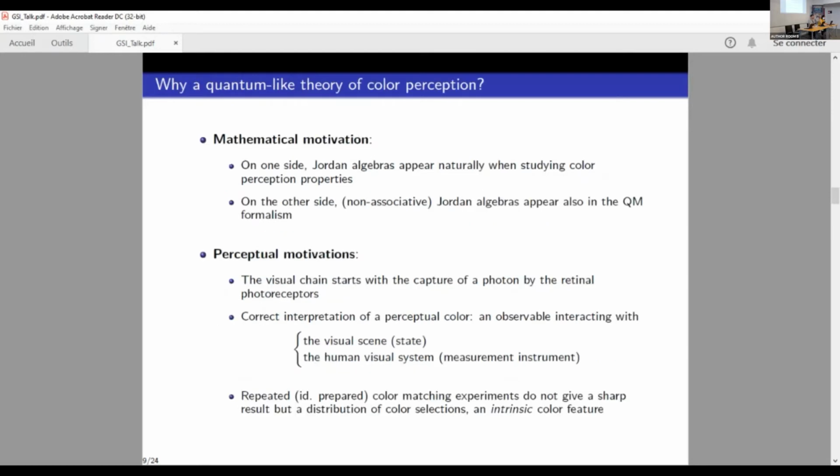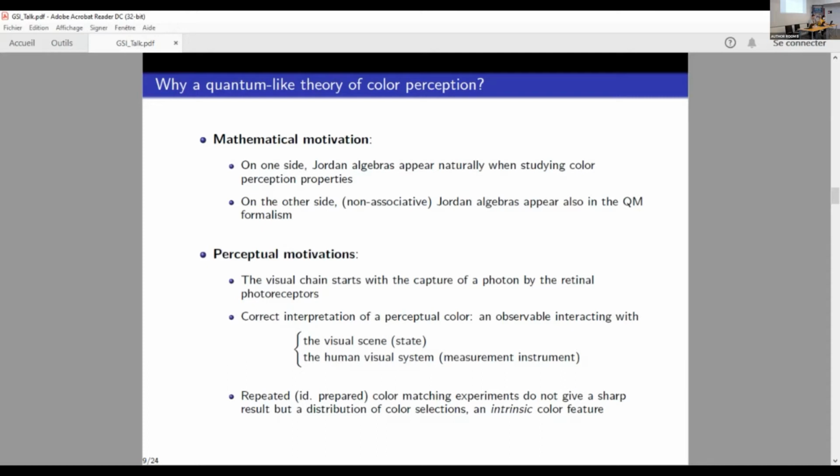perception. And since we want to be very precise and motivate why we want to study color perception through a quantum theory, before starting with technical details, we want to give a mathematical motivation and a perceptual motivation. The mathematical motivation is that on one side, as you have seen before, Jordan algebras appear naturally when we study color perception properties. And on the other side, it is well known that non-associative Jordan algebras also appear in the formalism of quantum mechanics.